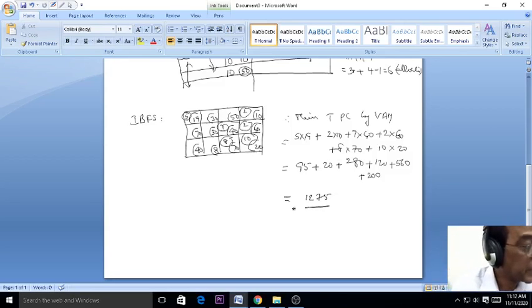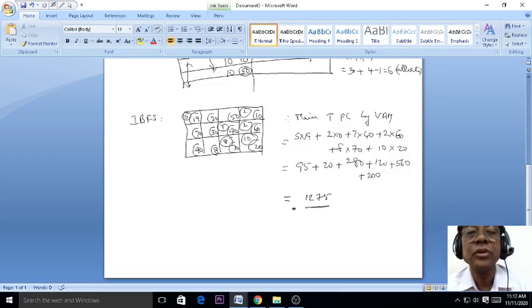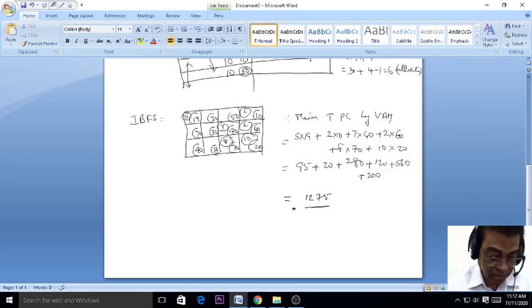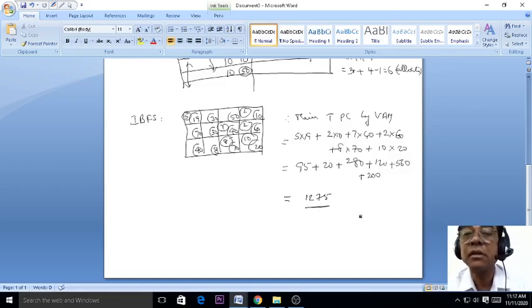5 into 19, 2 into 10, 7 into 40, 2 into 60, 8 into 70, and 10 into 20. So that is 95, 20, 280, 120, 8 into 70 is 560, 10 into 20 is 200. So this is the answer of the solution.